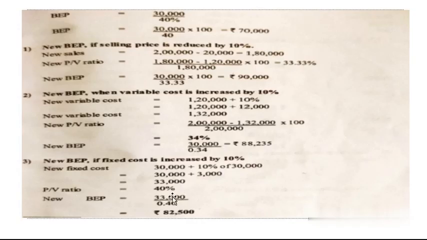The new break-even point is fixed cost divided by PV ratio. The fixed cost you have got here, increased by 10%, is 33,000, divided by PV ratio 0.40, or 33,000 divided by 40 into 100. Either of these is okay. Then 33,000 divided by 0.40 will give you 82,500.